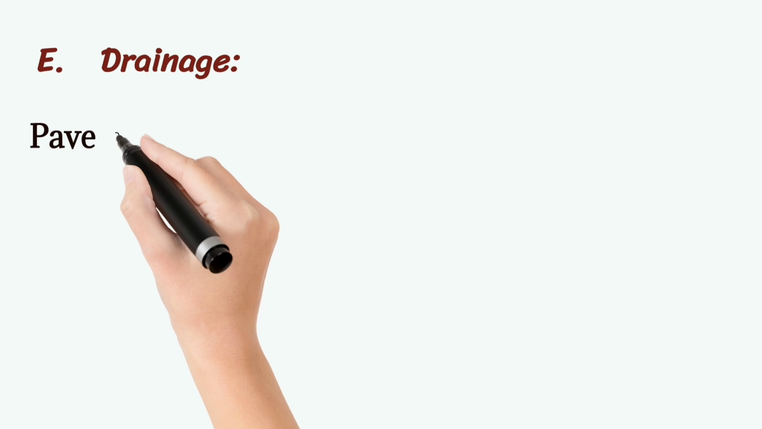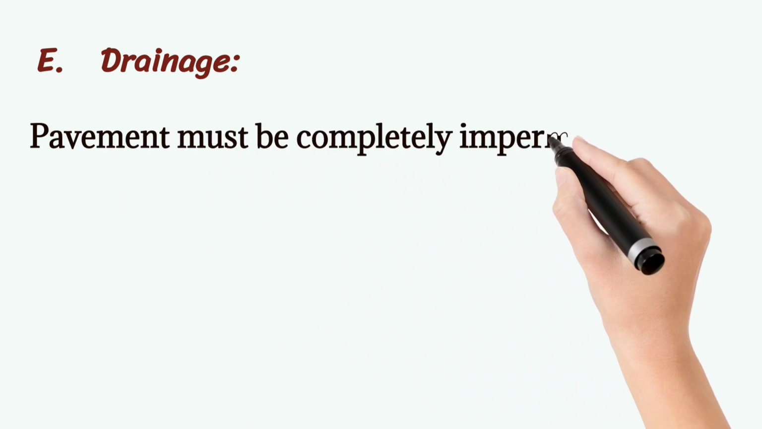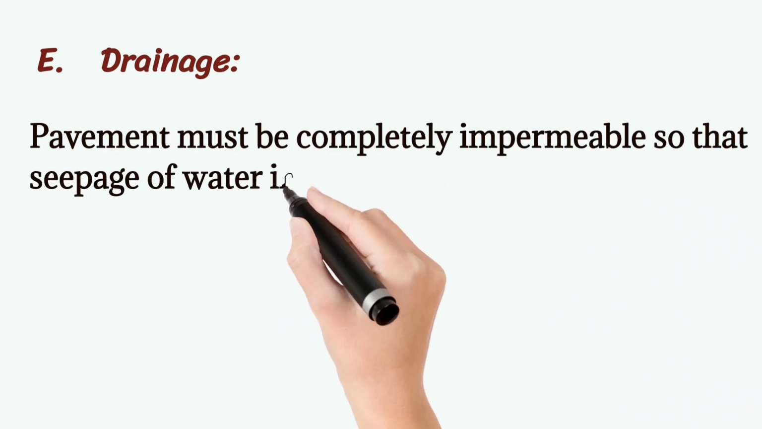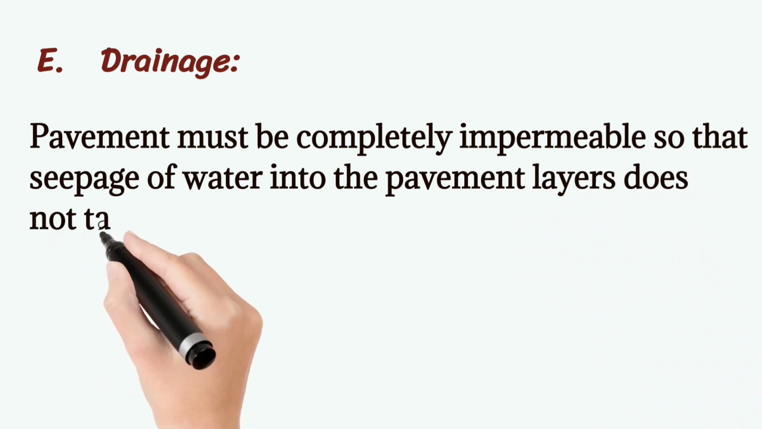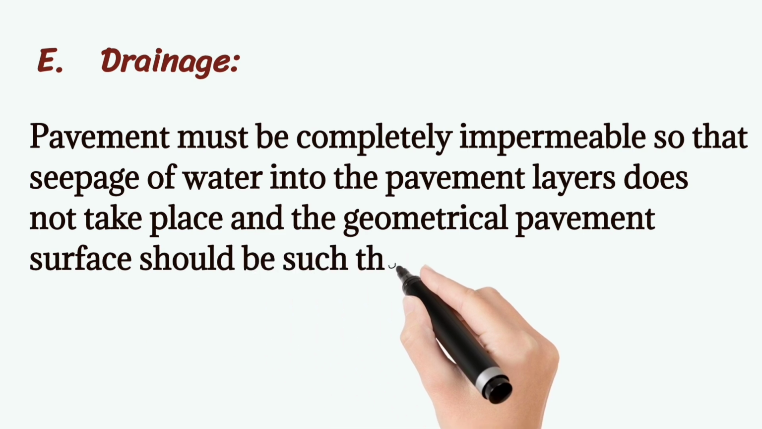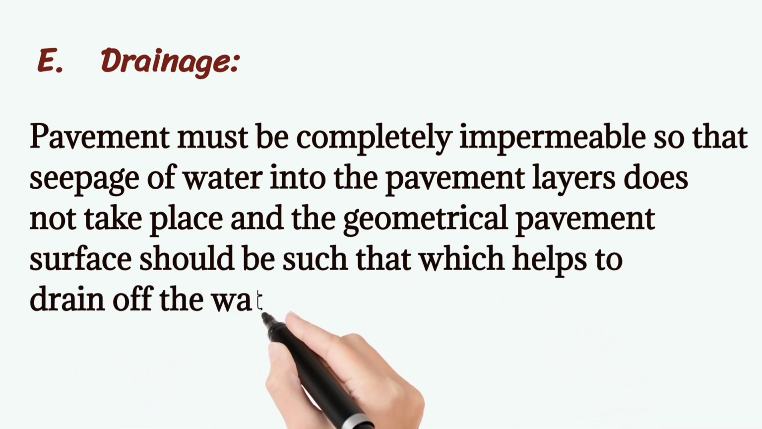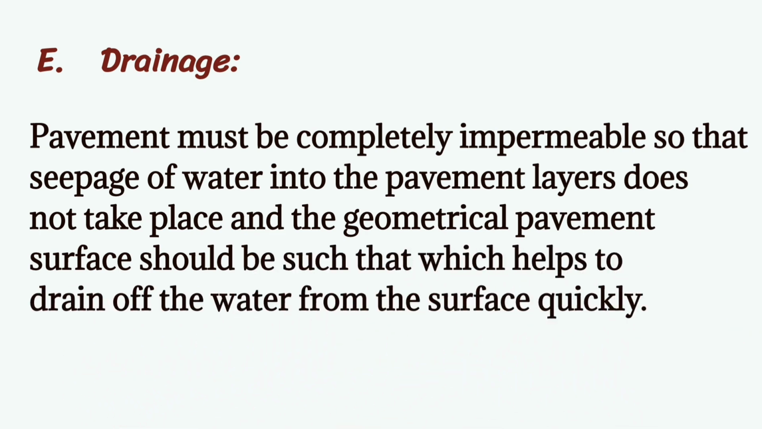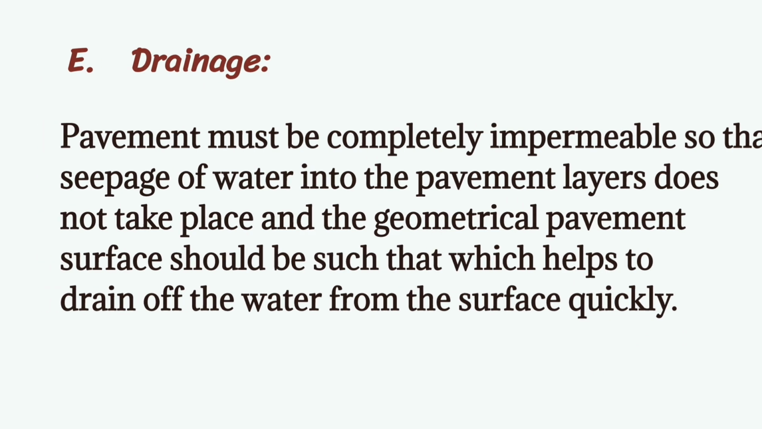Our last pavement surface characteristic is drainage. Drainage is one of the most important factors which affects the health of a pavement. Pavement must be completely impermeable so that seepage of water into pavement layers does not take place. In geometrical design, pavement surface should be such that it helps to drain off the water from the surface quickly.